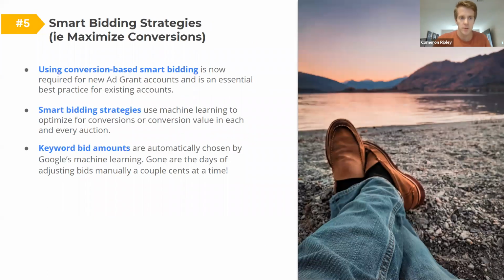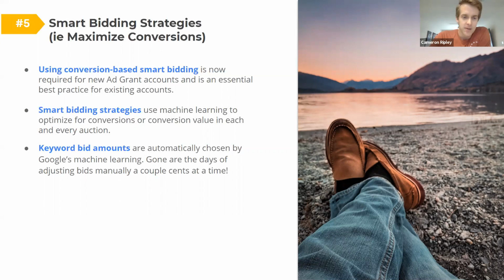Number 5 is smart bidding strategies. For example, maximize conversion bidding strategy, which is one of the most popular. So you want to definitely use the conversion-based smart bidding. It's now actually required for new Ad Grant accounts, but don't let this feel overwhelming. This is basically just using Google's machine learning to optimize for you for conversions or for conversion value, like the donation revenue in each and every auction.